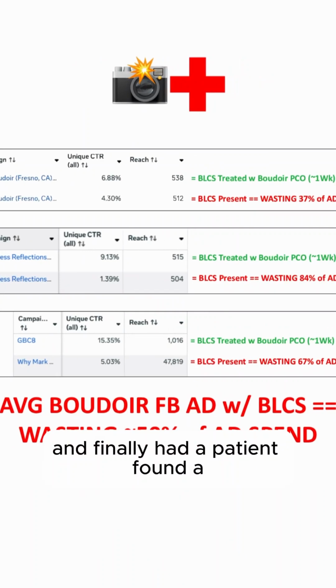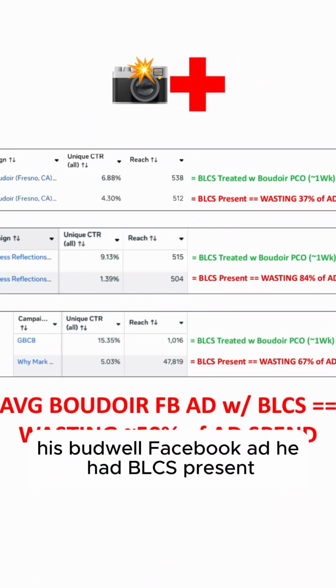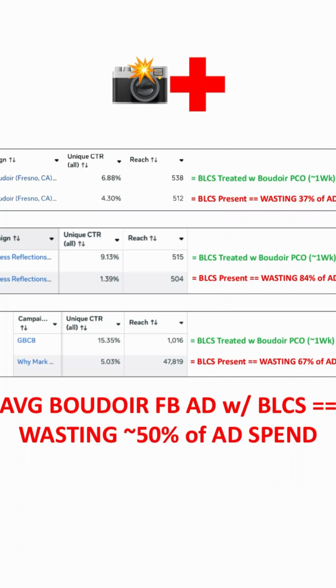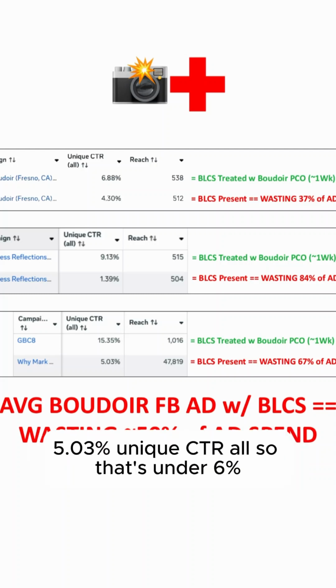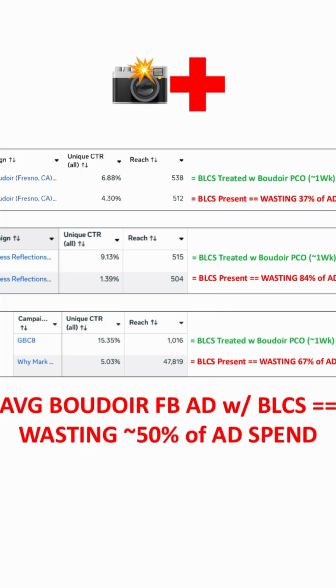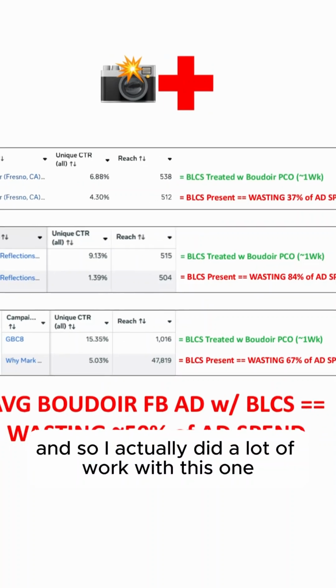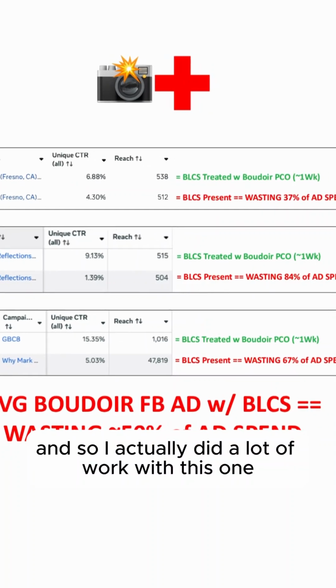And finally, I had a patient, found out his Boudoir Facebook ad. He had BLCS present, 5.03% unique CTR all, so that's under 6%. That's Boudoir low click syndrome. And so I actually did a lot of work with this one.